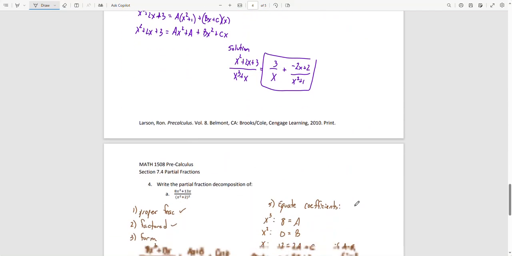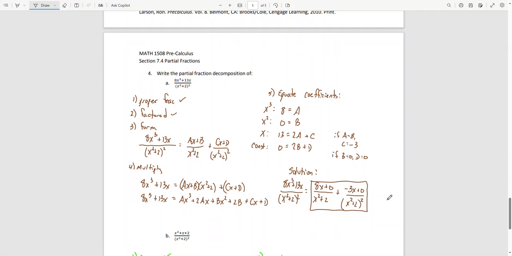Two more examples. Write the partial fraction decomposition of 8x cubed plus 13x over x squared plus 2 squared. Now keep in mind, x squared squared is the 4th power. So this denominator is a 4th power, numerator is a 3rd power, so this is a proper fraction. It happens to also already be factored. X squared plus 2 is irreducible. So we write our form, 8x cubed plus 13x over x squared plus 2 squared.